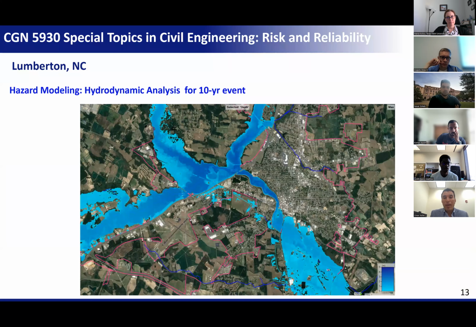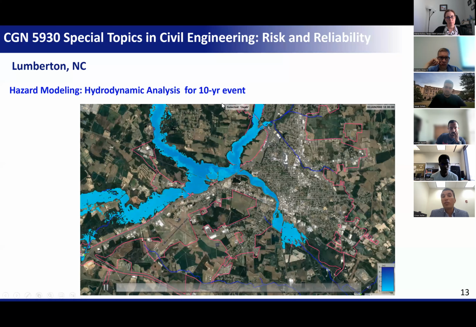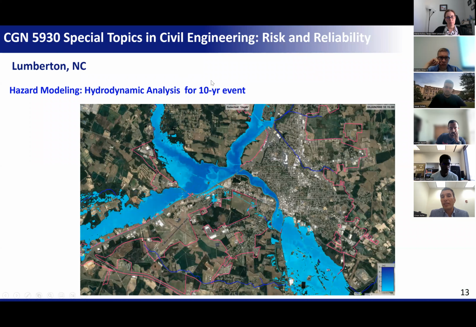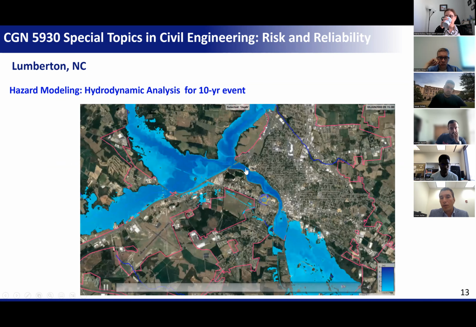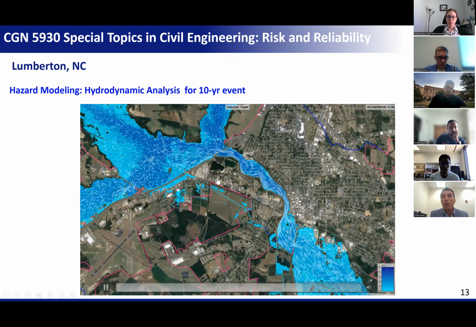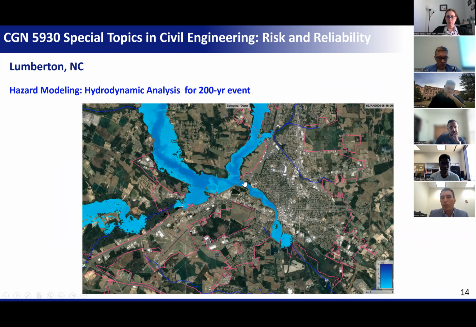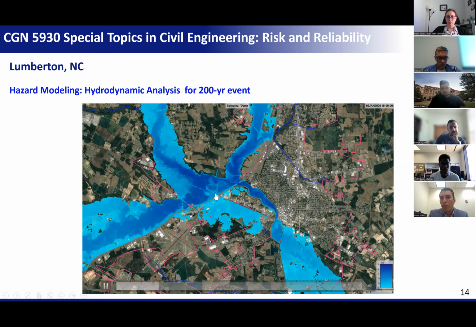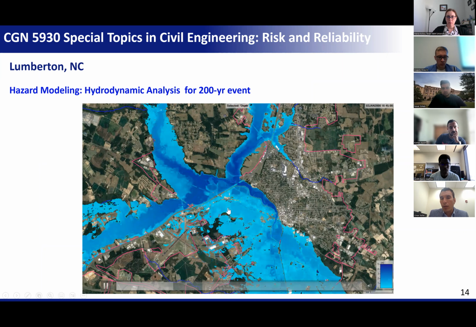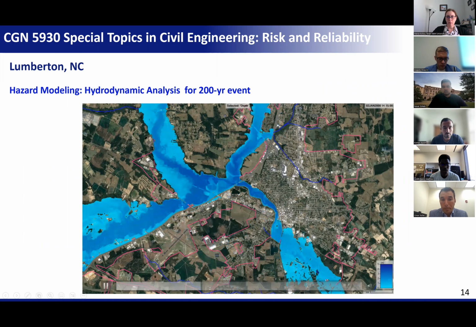So after the flood hazard mapping, we mapped the flooding event after Hurricane Matthew, but we also did some return period events. So we studied what if we have a 10-year event. Here it shows there's a minimum amount of flooding, just the water flow in the river regions, and it didn't cause lots of flooding within the study area. But if we look at the 200-year event, which is almost typical of Hurricane Matthew, you will find that you will have much more overflow within the south side of the Lumberton community.